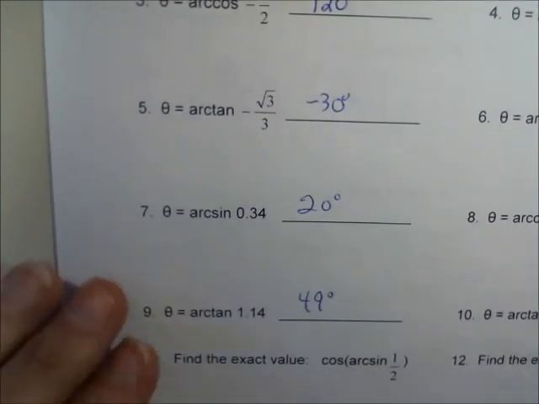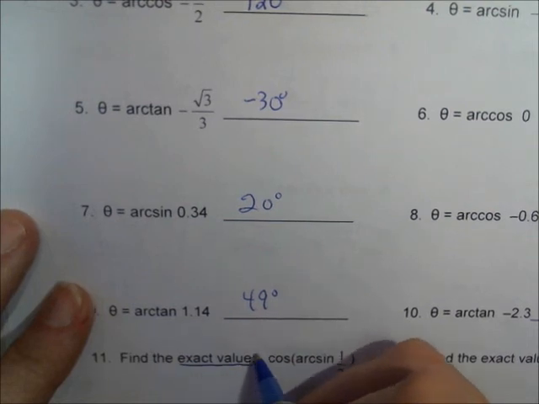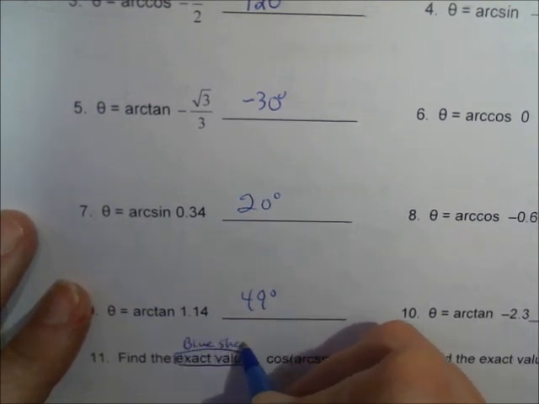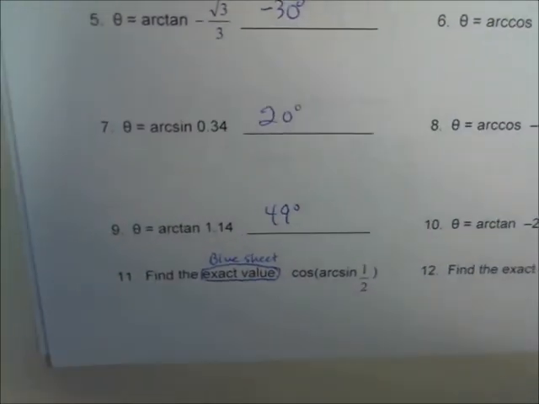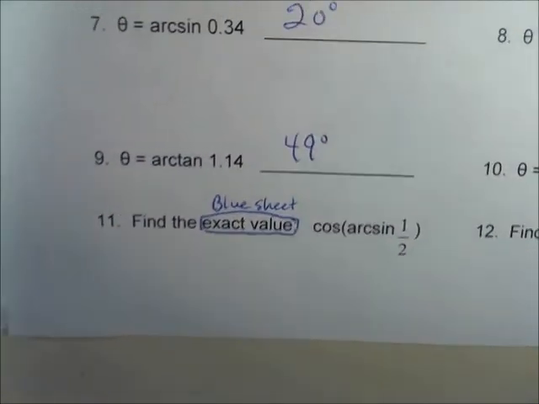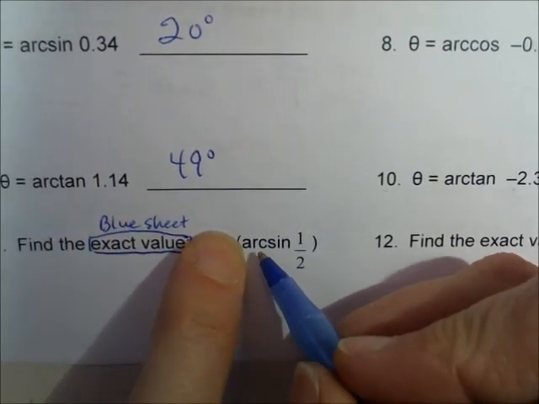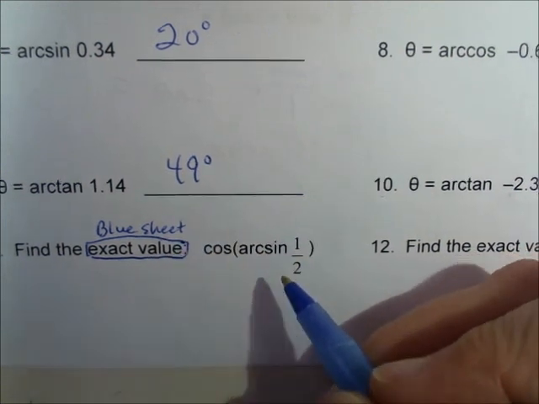Now here's something kind of tricky here. Find the exact value. Well, when you see exact value, I want you to think blue sheet, which means you probably will get a radical answer on this. Well, what is the exact value of the cosine of the angle whose sine is a half? Well, what I'm going to do is get the arcsine of a half. I'm going to get this angle first. Do what's in parentheses first.